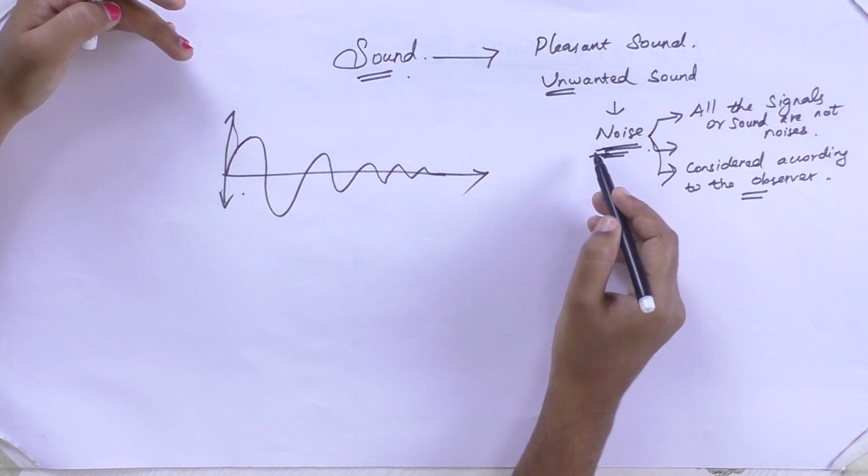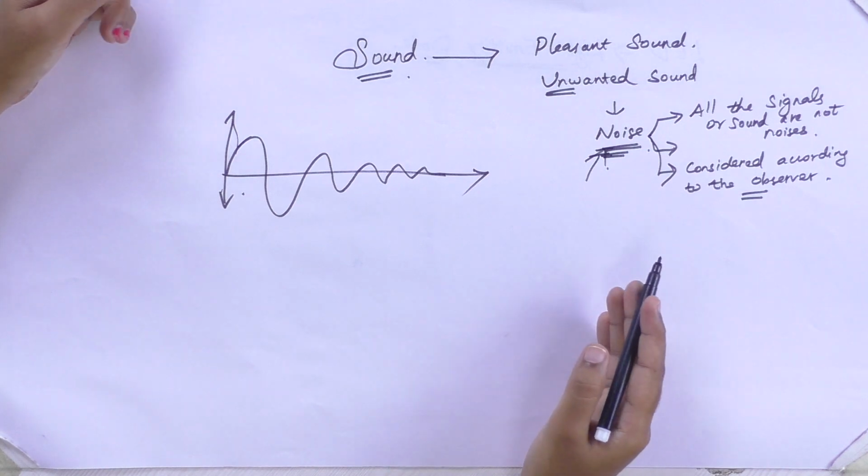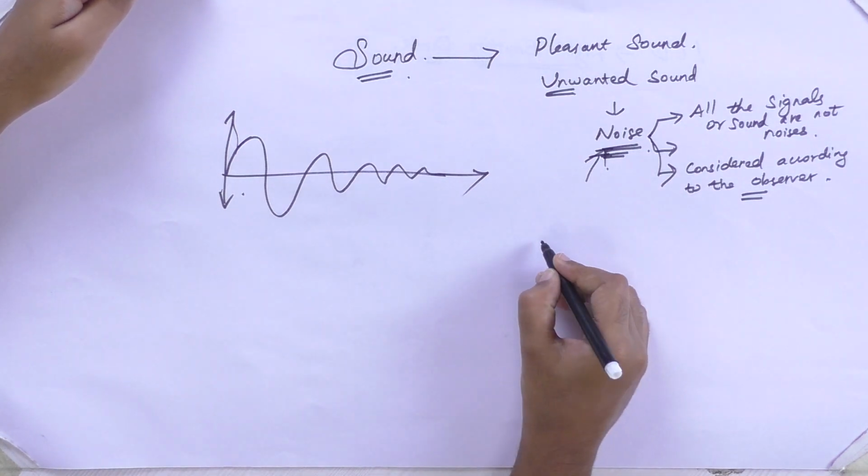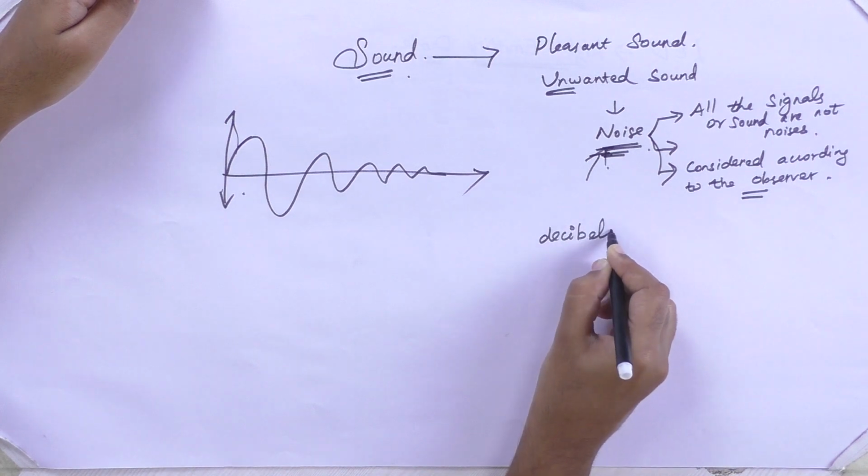In industries, there will be huge machine noise, and in films, unwanted noises will be there in the sound recording or video recording, everywhere. Unwanted sounds which disturb the actual sound are called noise. So we need to eliminate the noise in order to give a good quality sound. For eliminating noise, we need to measure it. So we will measure sound or noise in terms of decibel.